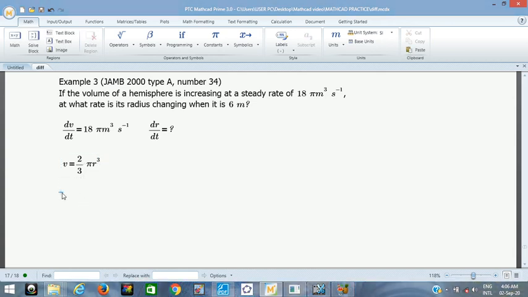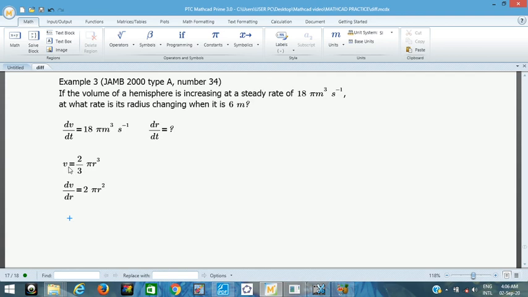So let's differentiate this volume of the hemisphere, V with respect to r. By the basic rules of differentiation, 2/3 pi is a constant, so 3 is going to multiply the constant. 3 times 2 is 6, 6 divided by 3 we have 2. So this is 2 pi. Then subtract 1 from the power 3, which gives r raised to power 2. So this is the differentiation of the volume of the hemisphere.